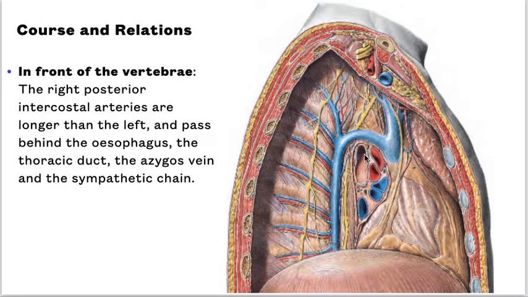The course and relation you can see in front of the vertebra. The right posterior intercostal arteries are longer than the left and pass behind the esophagus, behind it, the thoracic duct and the azygos vein. This is the azygos vein and the sympathetic chain as well. They are all running posterior to it.